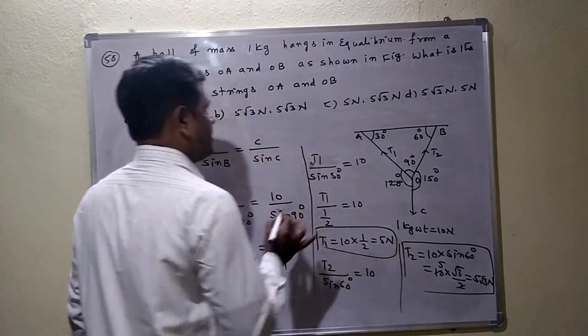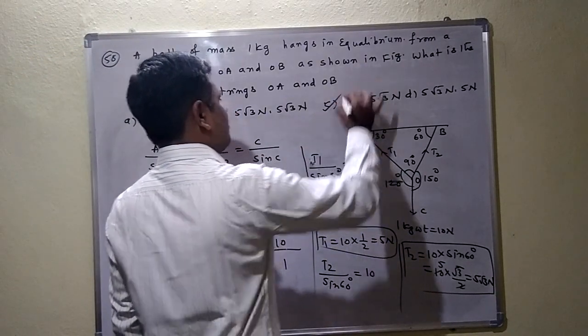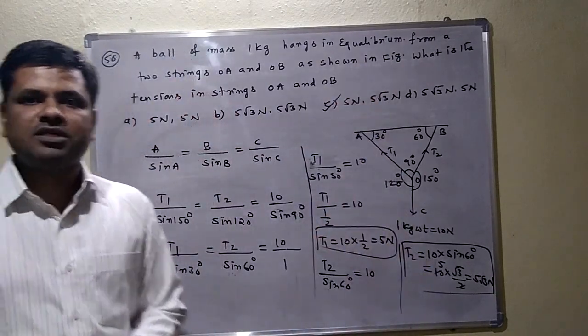So what are the forces here? 5 newtons, 5 root 3 newtons. Which option is correct here? C option is correct here.